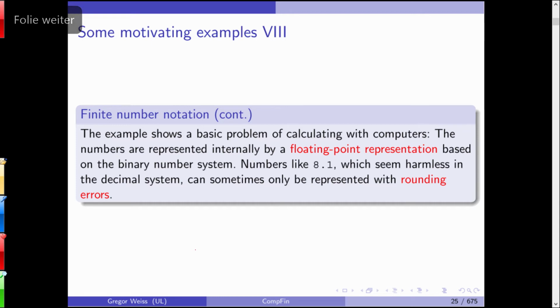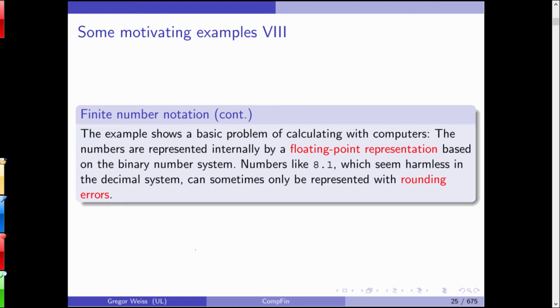Okay. The explanation is quite simple. 8.1 has a finite representation in the decimal number system. So if you are calculating with 10 digits, this is a nice number. The computer calculates with 2, 1 and 0. And in the binary number system, 8.1 does not have a finite representation. I will show you this in a bit, but it's quite simple that there are numbers that have a finite representation in the decimal number system that have actually an infinite representation in the binary system and the other way around.